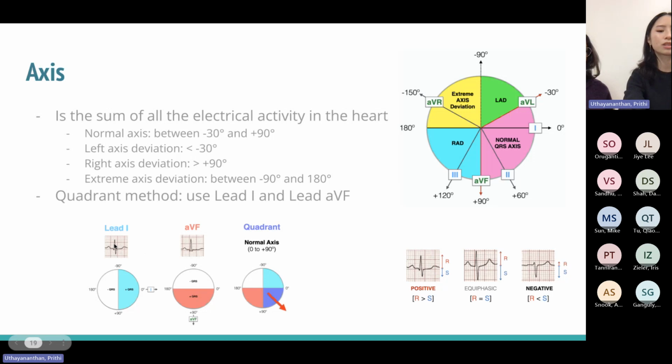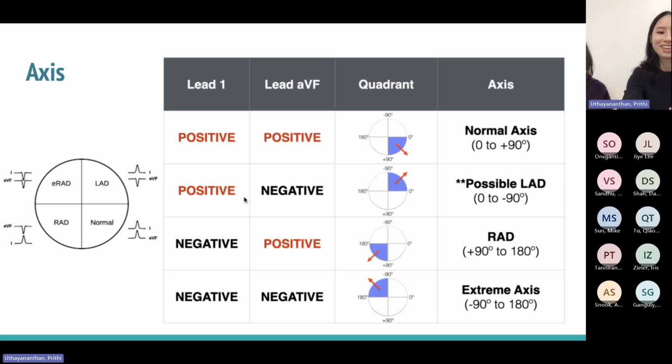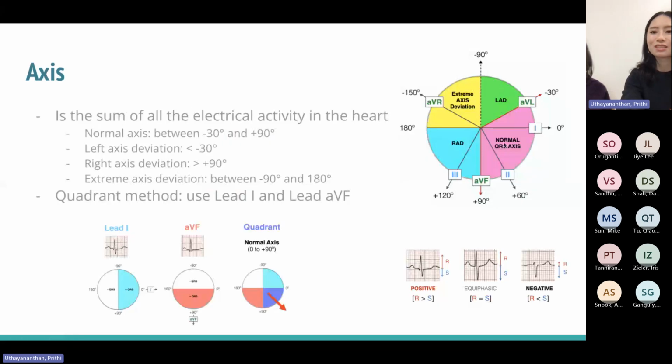A positive QRS means that the axis is roughly in the same direction as lead 1. So if in lead 1 it's positive, it means it roughly goes in the same direction as lead 1. And if it's positive in AVF, then it means it's roughly going in the same direction as AVF. So if it's positive in both, the axis will be where they overlap. So it will be in this lower quadrant, which is normal.